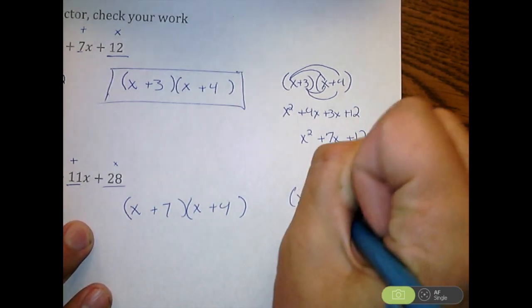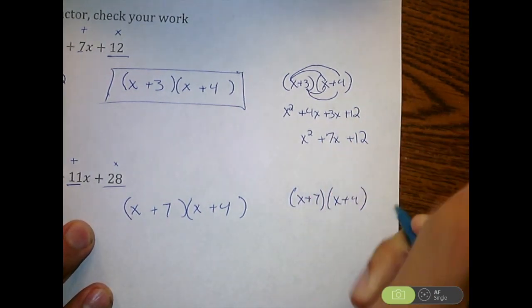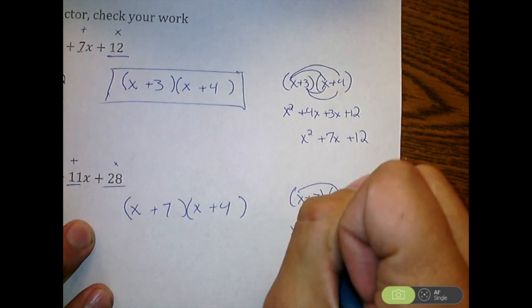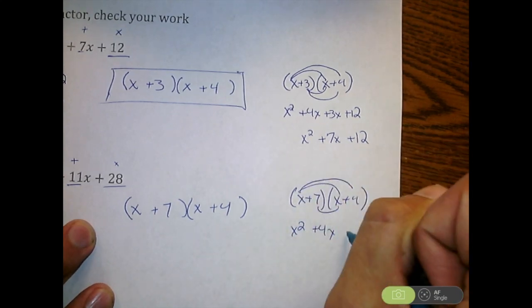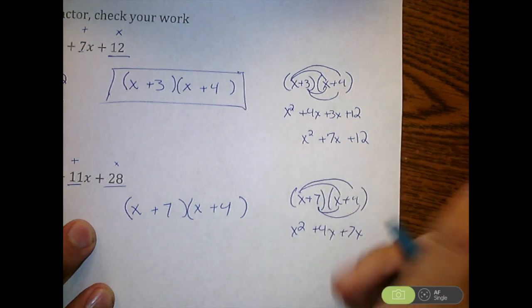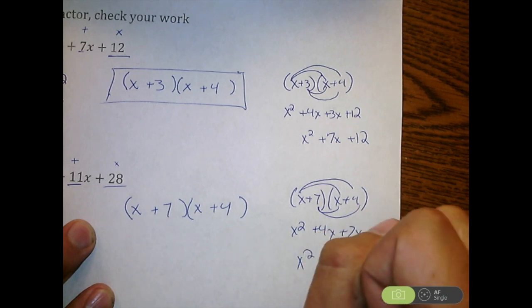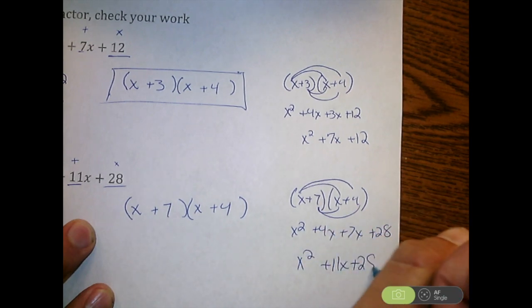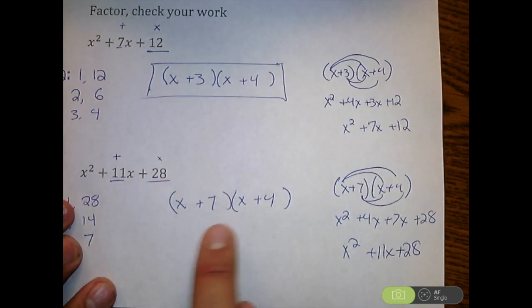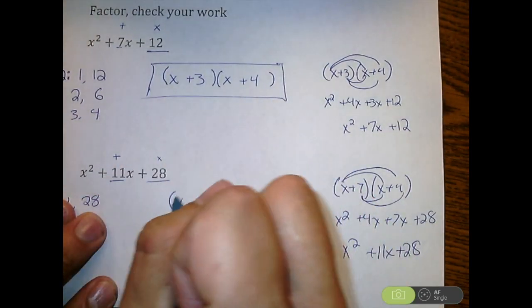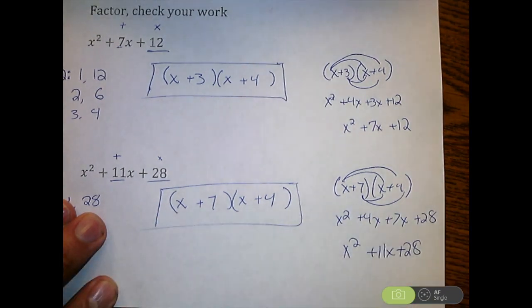So I have x plus 7 times x plus 4. So really quickly, we get x squared. X times 4 is 4x. 7x. 28. And when you combine like terms there, we get x squared plus 11x plus 28, which is the same as my original. That way I know x plus 7 and x plus 4 are my correct answers.